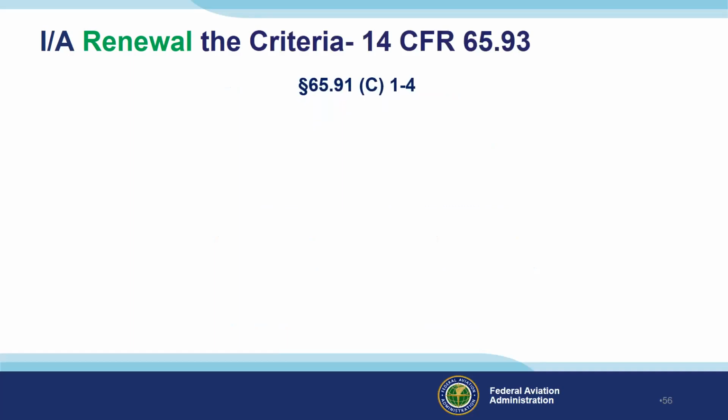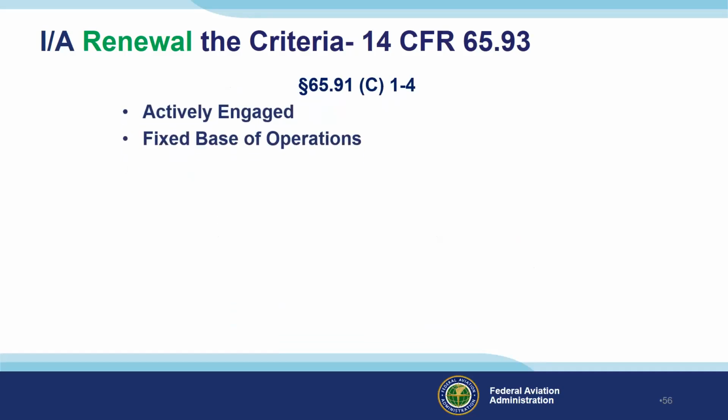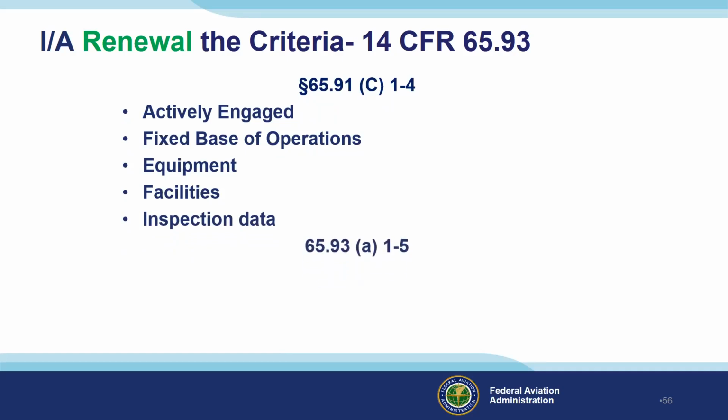So the initial criteria, you still have to meet all that. Actively engaged, fixed base of operations, the equipment. So for renewal, you still have to meet those criteria. And the added thing is you have to have renewal activities in both year 1 and year 2. So we're going to cover those requirements.